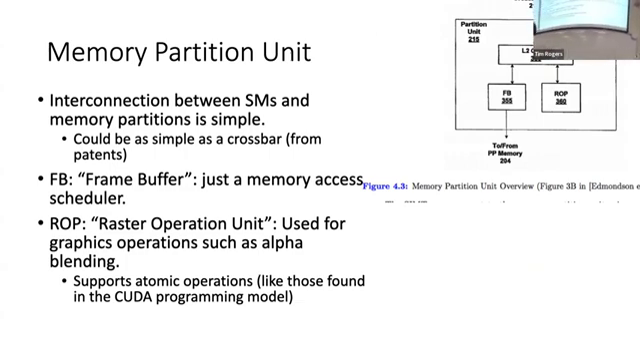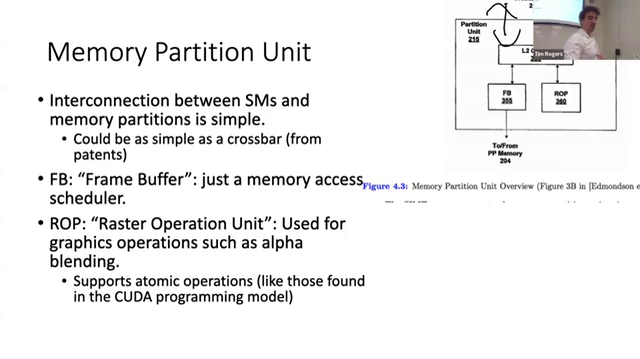So the L2 cache is here. Now there's this thing called the FB, which stands for frame buffer, and then this thing called the ROP, which stands for raster operation unit. We'll talk about that in a second. The idea is that this is the interconnect. This is the stuff coming from the SMs and then going back to the SMs. This is that crossbar network that it's going to communicate with.